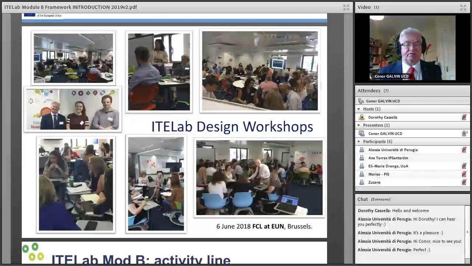As with a lot of what we've done in our module frames, the work that has gone into designing Module B is not just something that has been undertaken by one partner at UCD or elsewhere. It connects much, much more broadly to the work of the project generally. So a lot of the content of Module B and indeed C have also come out of the ITELab design workshops that we've been running in partnership with industry and also academic partners over the last 2 years.